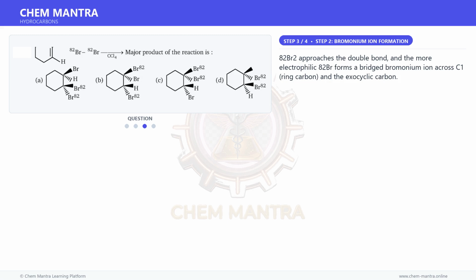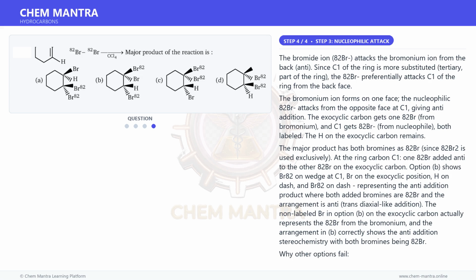At2Br2 approaches the double bond, and the more electrophilic At2Br forms a bridged bromonium ion across C1, the ring carbon, and the exocyclic carbon. And for the final step, the bromide ion, At2Br, attacks the bromonium ion from the back, anti. Since C1 of the ring is more substituted, tertiary, part of the ring, the At2Br preferentially attacks C1 of the ring from the back face.